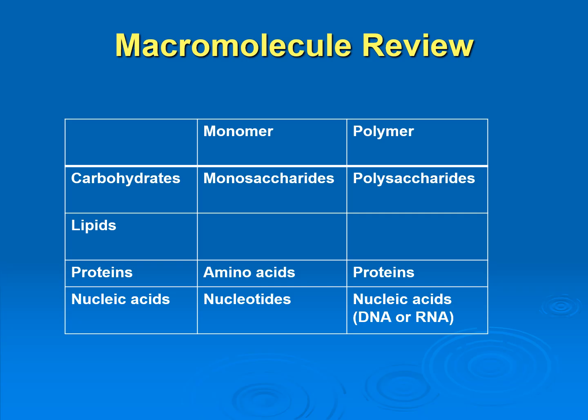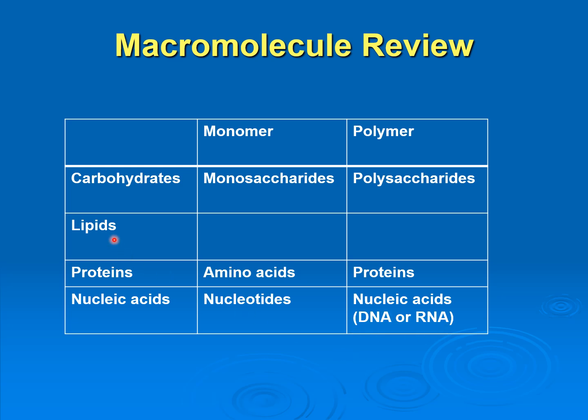Okay, and then just a review for our macromolecules. Remember that for the carbohydrates, the monomer would be monosaccharides and the polymer would be polysaccharides. For proteins, the monomer would be amino acids, and we join those together to make our polymer, our proteins. For nucleic acids, the monomer will be the nucleotides, and we join those together to make our polymer, the nucleic acid, which can either be DNA or RNA.